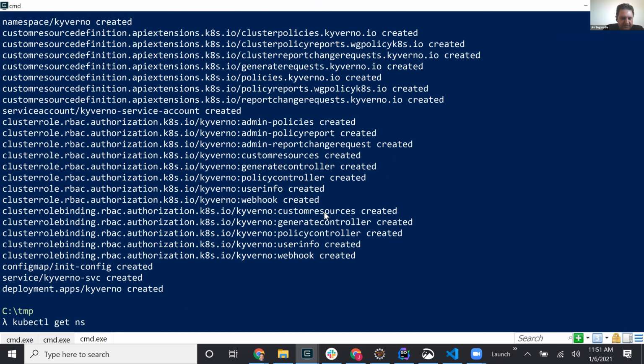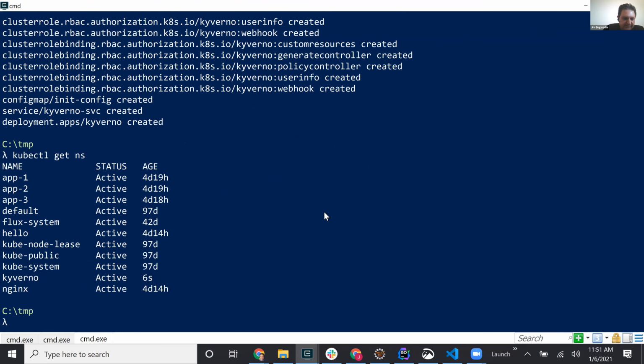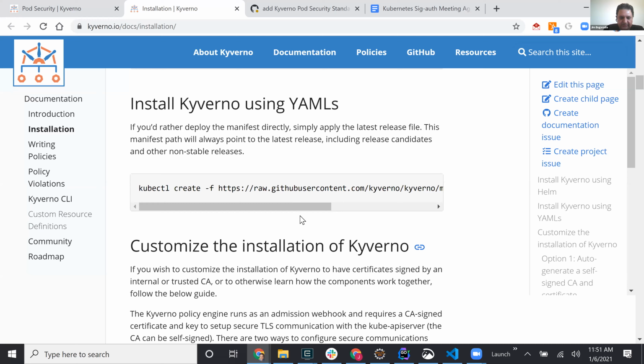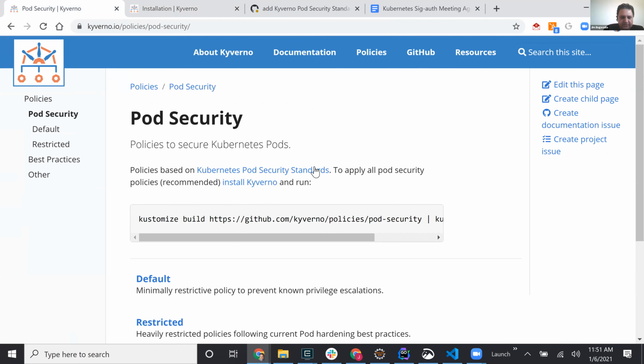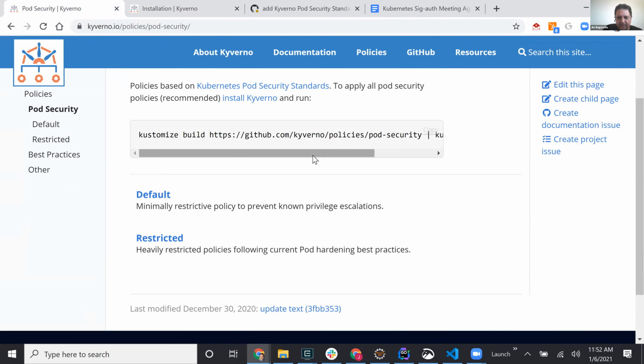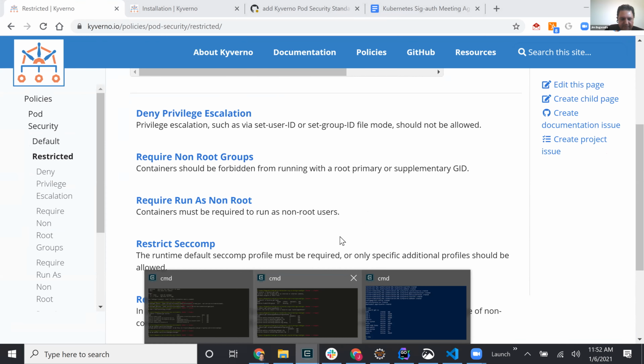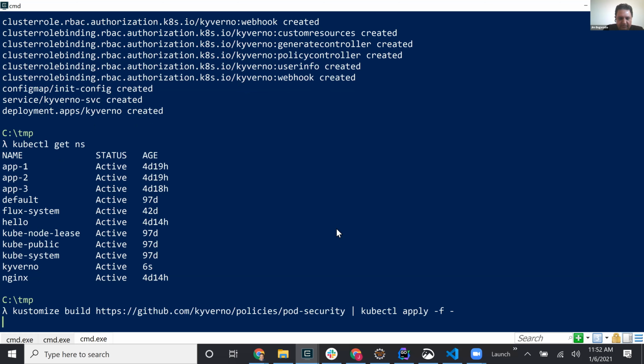At this point, I should have the Kyverno namespace. I'll have some pods running in there, but no policies, right? So the next step would be to install the pod security policies to at least get the recommended level of security. Going back over here, again, there are two levels, and I'm going to pick the restricted level. In terms of the policies, this should bring in the restricted policies in addition to everything in the default level. So running that on my cluster, it would look something like this.